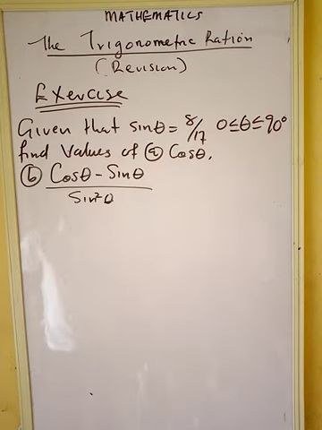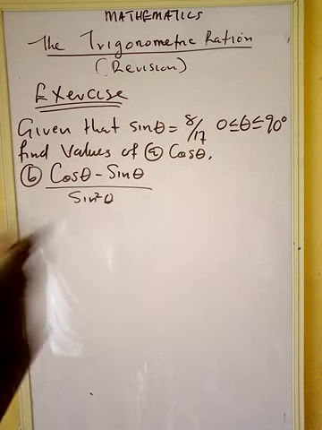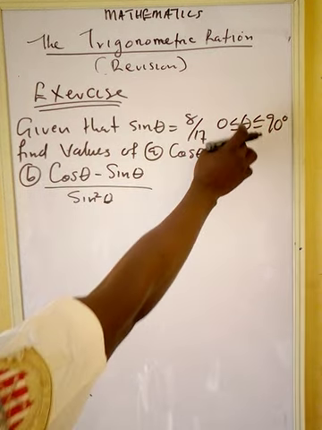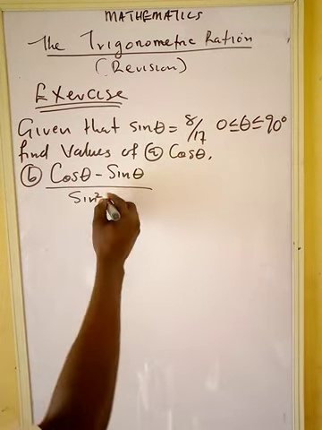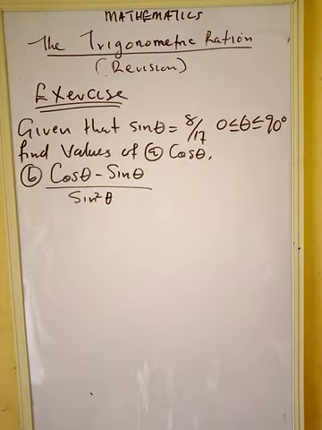So see the question I'm giving you. Just try this. Given that sin theta equals 8 over 17, 0 less than or equal to theta, less than or equal to 90. Find the value of cos theta, and (b) cos theta minus sin theta over sin theta squared. Don't be confused with this 0 less than theta less than 90. You are going to use the same method to solve this.